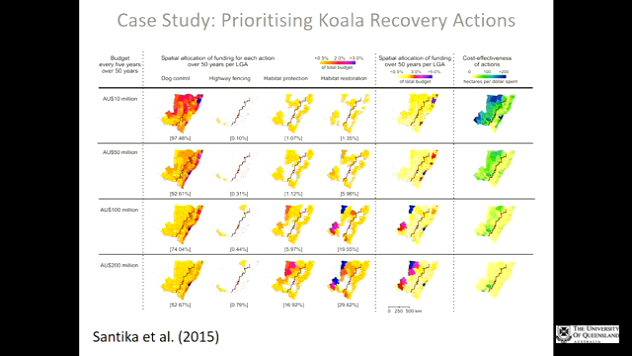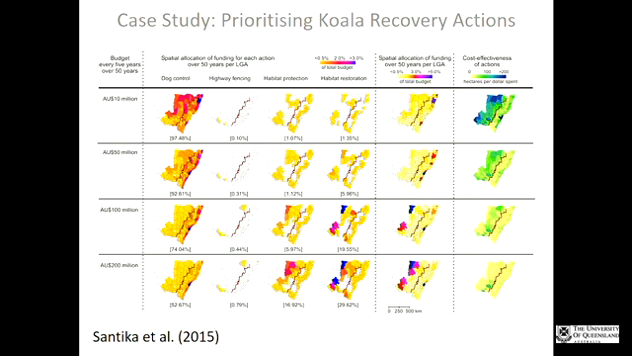Recent work we've done takes this information and uses it in a different model to look for priorities across regions. These are some examples of different actions prioritized across New South Wales that the New South Wales government are using to develop conservation strategies for koalas. You can use that to try to inform policy.